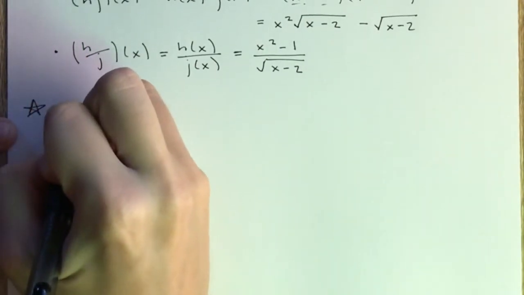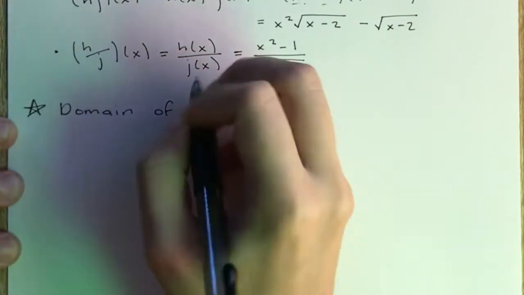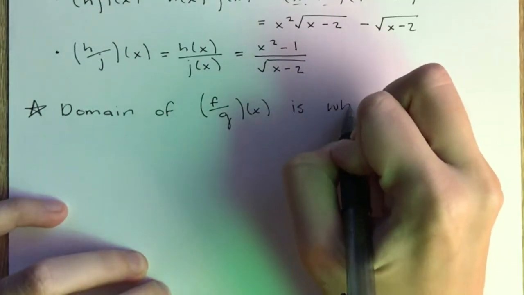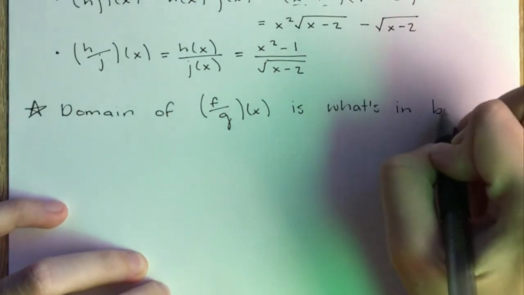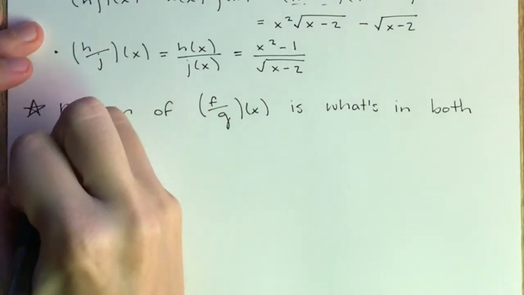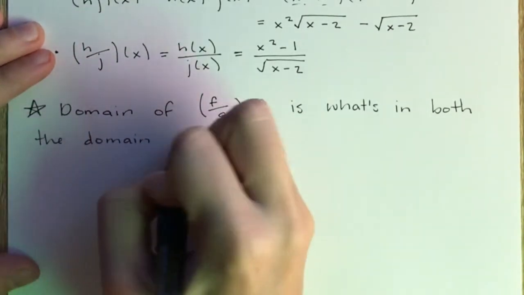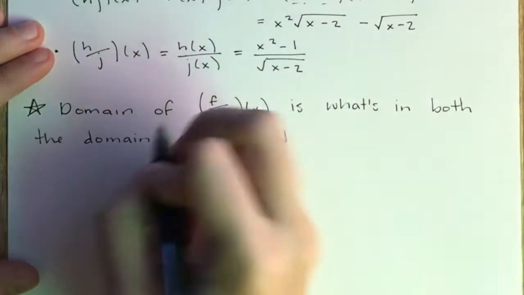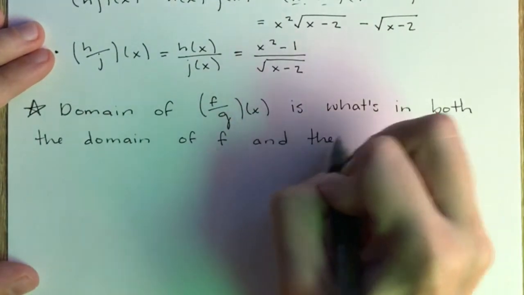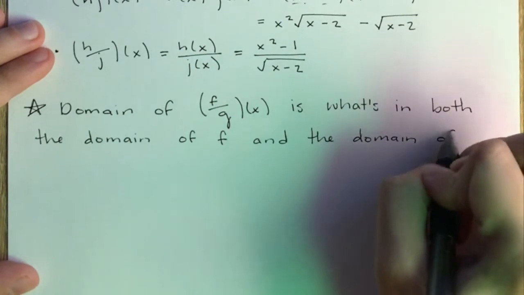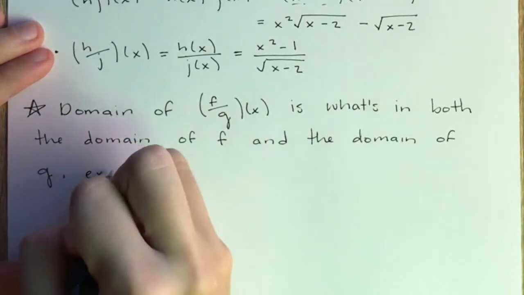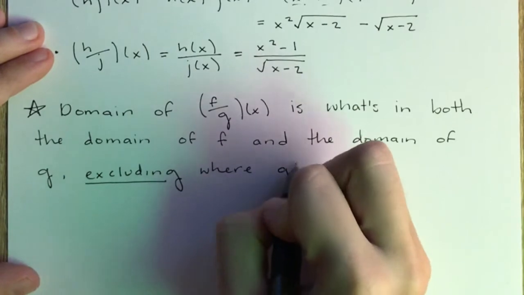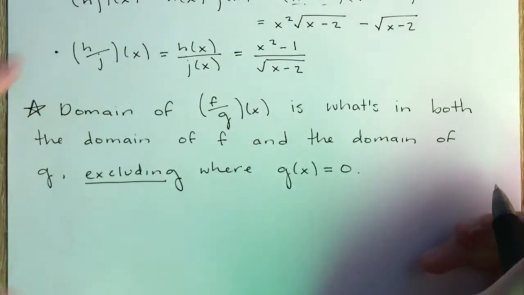So the domain of (f over g)(x) is what's in both the domain of f and the domain of g, excluding where g(x) equals 0.